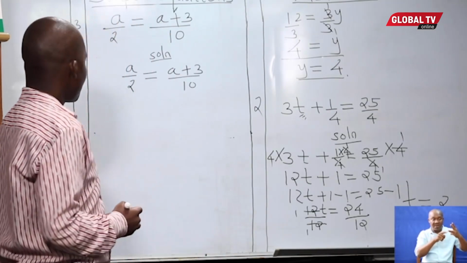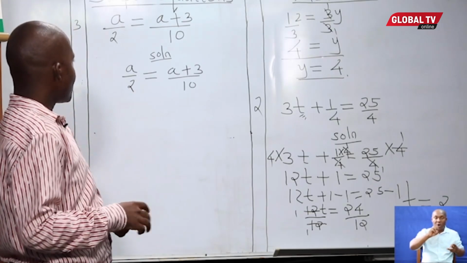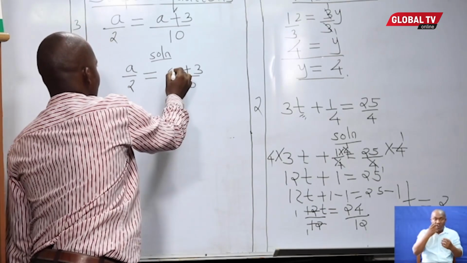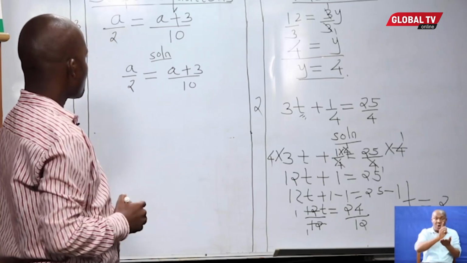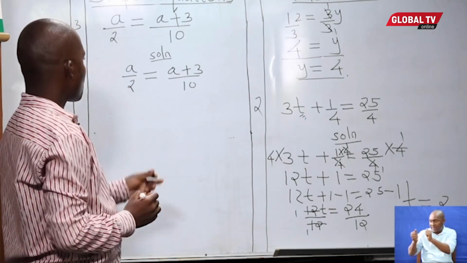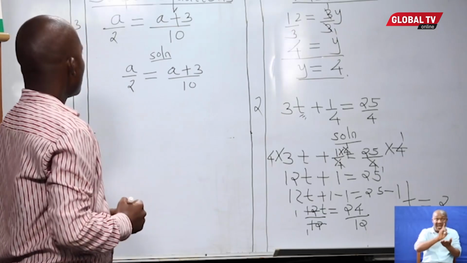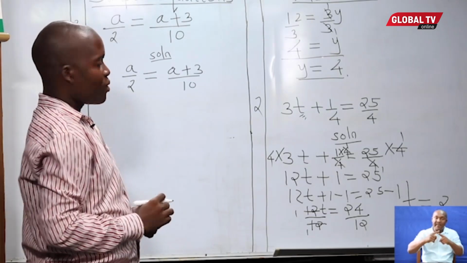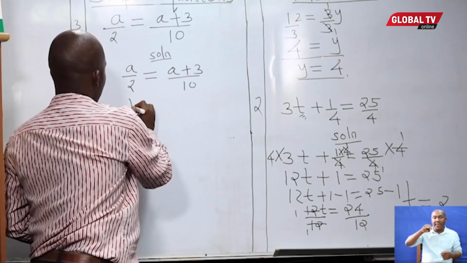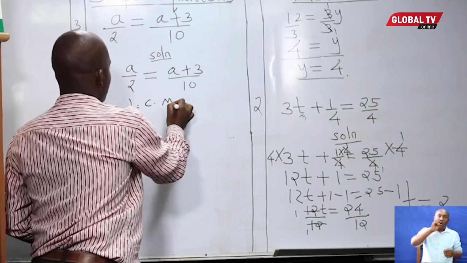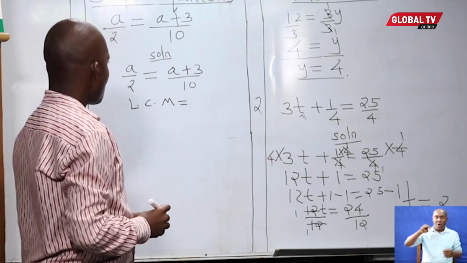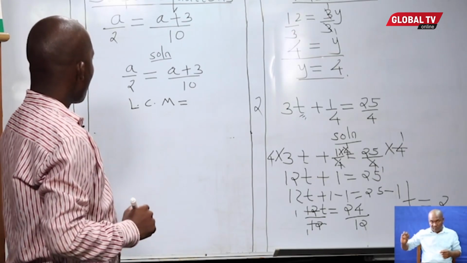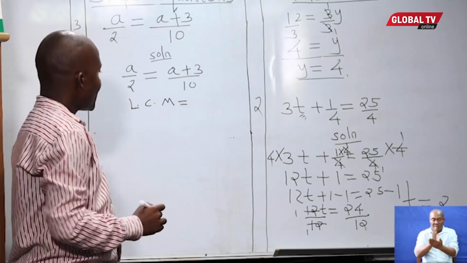In example number 3, we have denominator 2 on this side, and on this side our denominator is number 10. Therefore, we start to eliminate or remove the denominators. To remove the denominators, we find their lowest common multiple, the LCM of 2 and 10, which is 10.